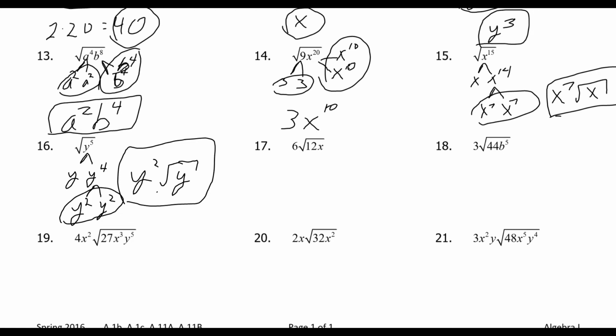Alright, now, number 17. Okay, we can break the 12 apart and go, let's go with 4 and 3. We break apart the 4 into 2 and 2. There's that. So we got 6 times 2. Then we got this x and the 3 left over, so those are just going to stay inside. So we got 12 square root of 3x.